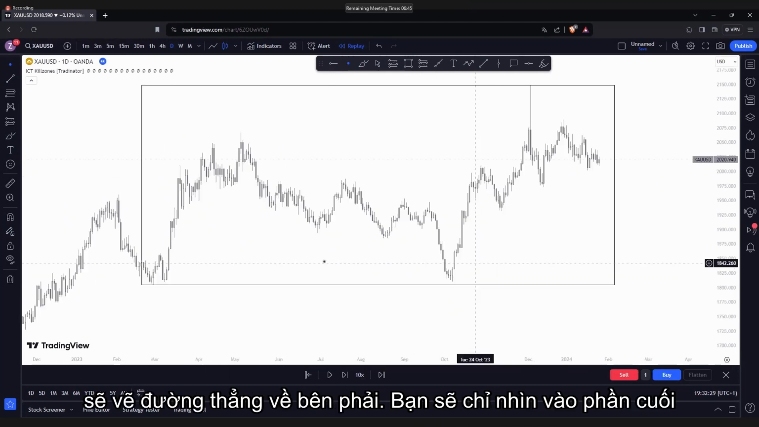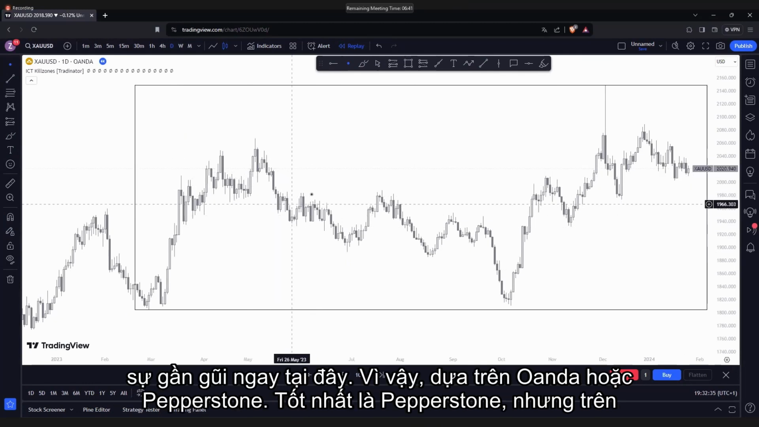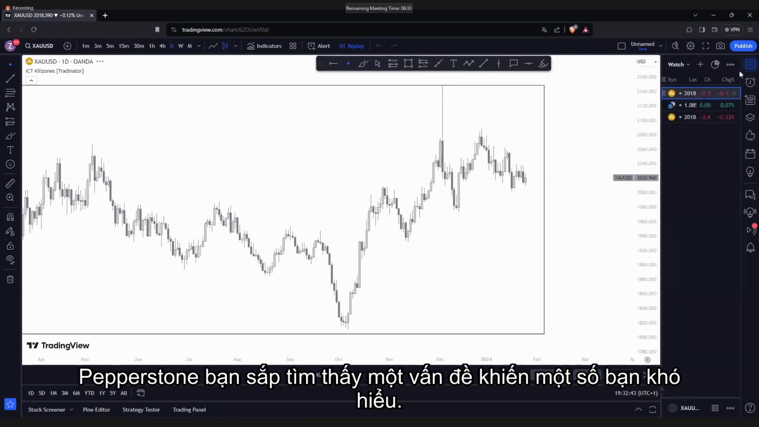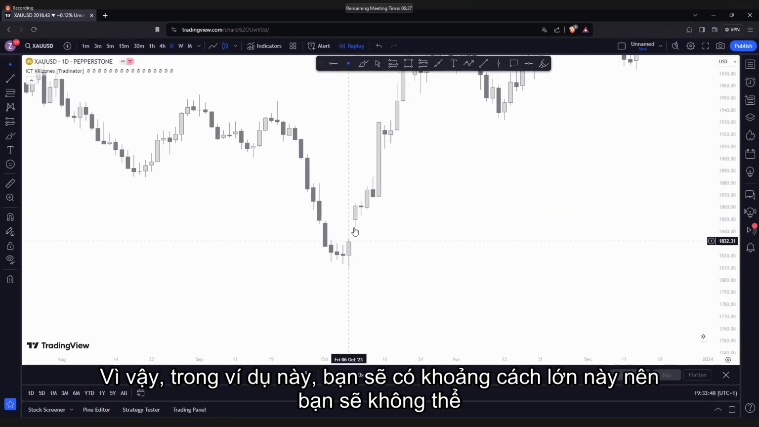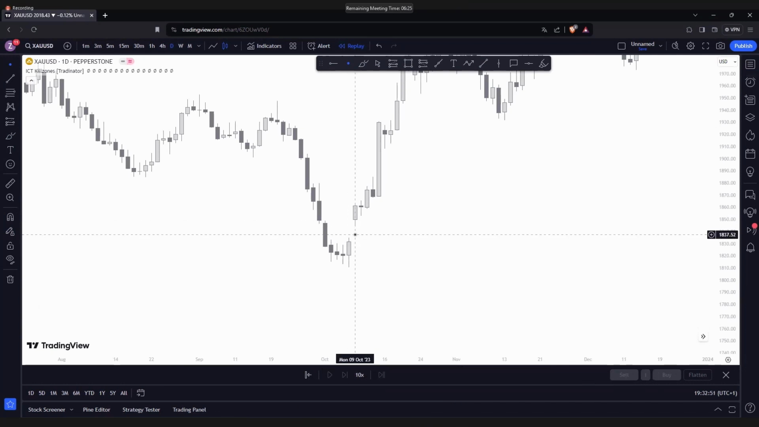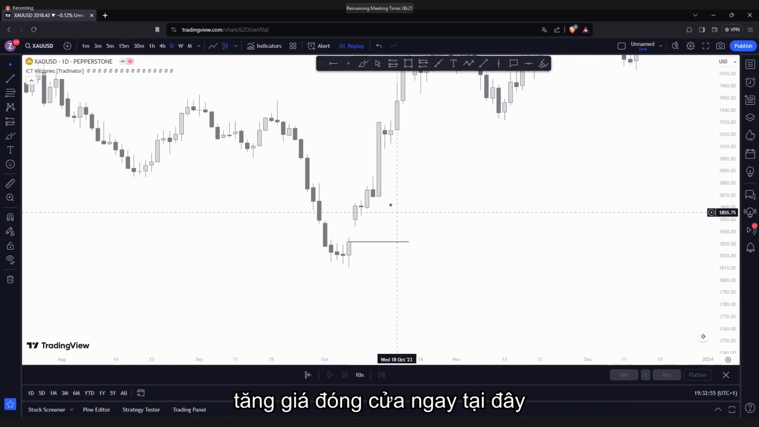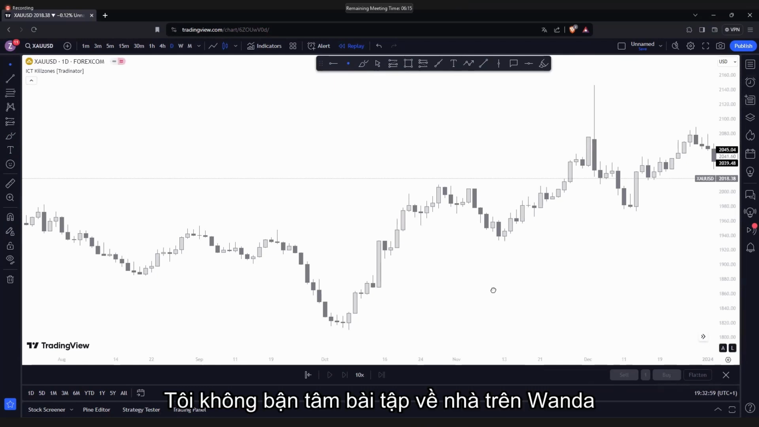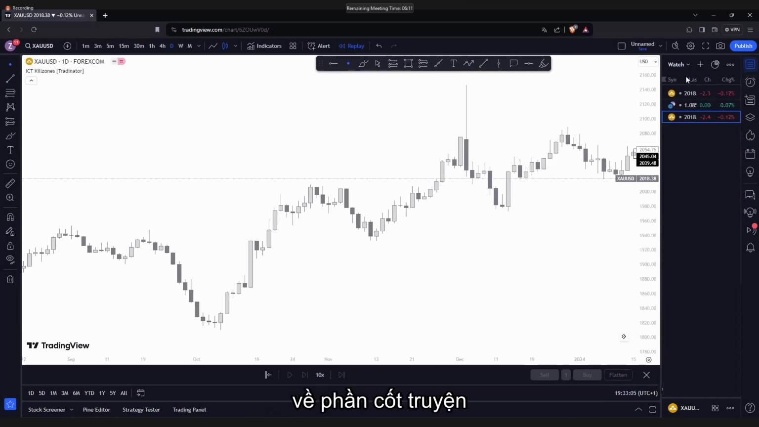You're not going to be drawing the line to the very right. You're just going to be looking at the close proximity. Based on Oanda or Pepperstone, preferably Pepperstone, on Pepperstone you're going to find an issue which is confusing for some of you. In this example, you're going to have this big gap, so you won't be able to identify where the level is. It's simply the closing of the first one. Bullish, bullish, closing right here. This is your gap. Or if you're confused, just go back with Oanda and work with that. I don't mind the homework on Oanda because we're going to be using both brokers on the storyline part.